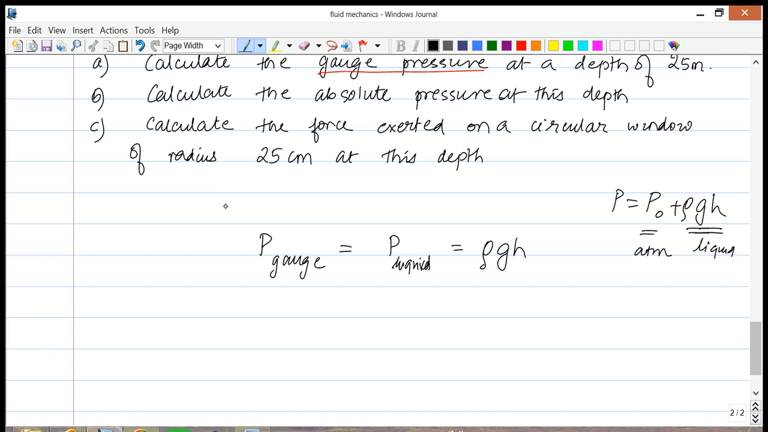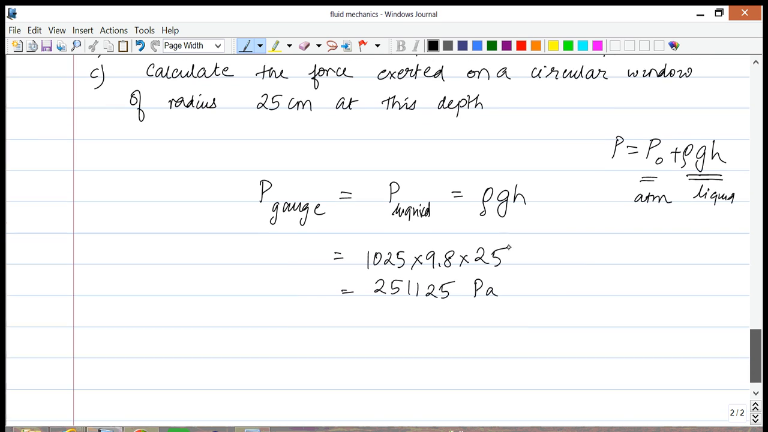So the gauge pressure is rho gh, which is 1025 times 9.8 times 25, and that gives you a value for the gauge pressure, which happens to be 251125 pascals. Great. So now we know the gauge pressure.